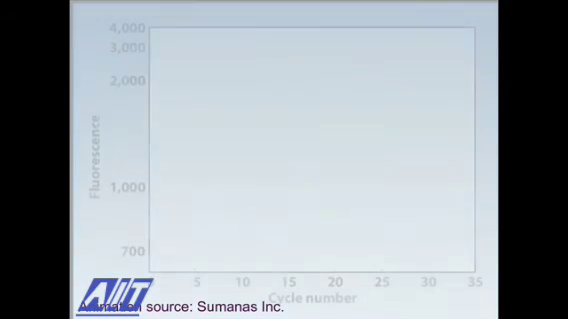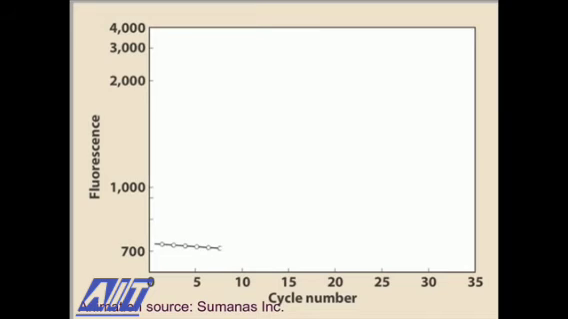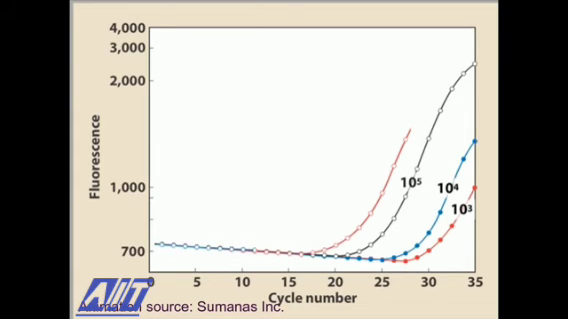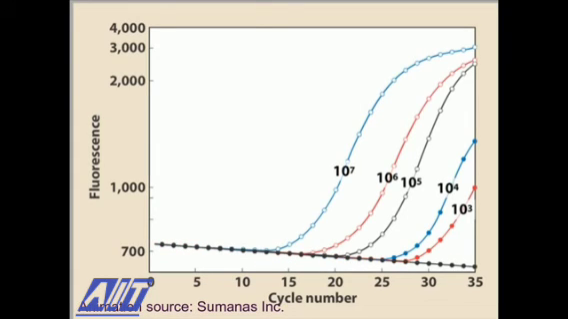After each cycle, the intensity of fluorescence is measured, and the data from all the cycles are used to construct an amplification plot, as you can see. In this experiment, different numbers of starting DNA molecules, from 1000 to 10 million, were used in parallel reactions. A reaction with no template DNA was also run.